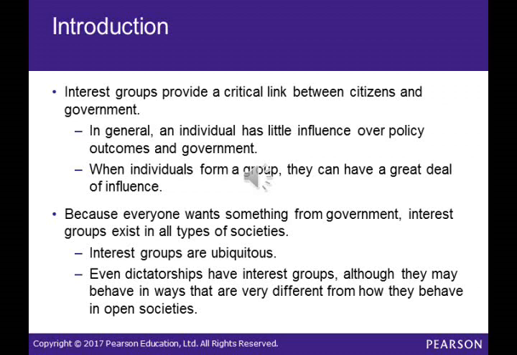Because in general, an individual has little influence over policy outcomes and on government. But when individuals form a group, they can have a great deal of influence. And this is the theory behind interest groups.